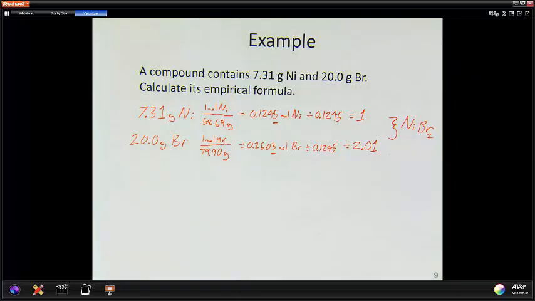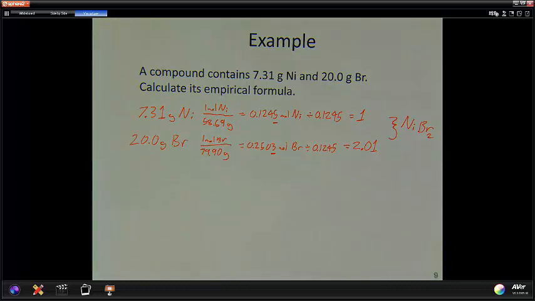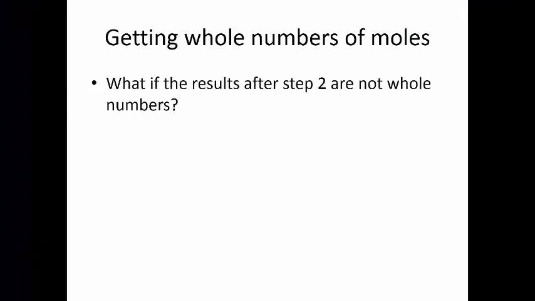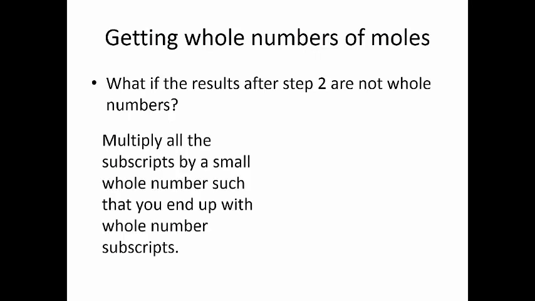Okay, so I kind of alluded to the fact that we might not always get whole numbers. So what happens when that doesn't happen? So what if after step 2, instead of getting a nice 1 and 2 as we did in that example, we get a fractional number, something that cannot clearly be rounded to a whole number, as is the case in many compounds. So what we do there is we multiply all of the subscripts by some small whole number so that we end up with whole number subscripts for each of them.